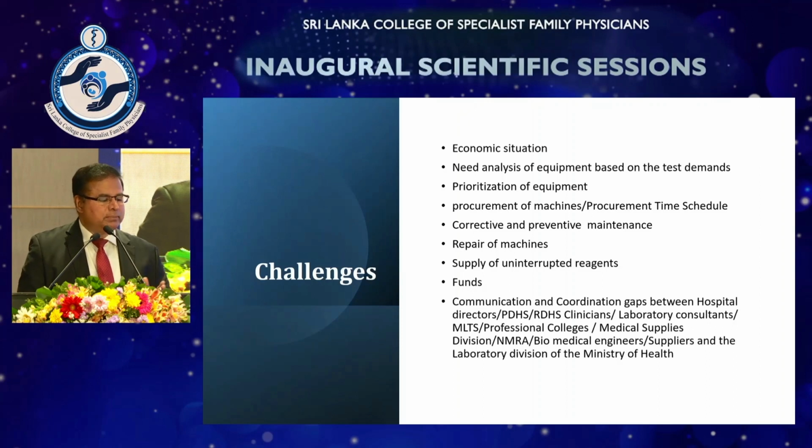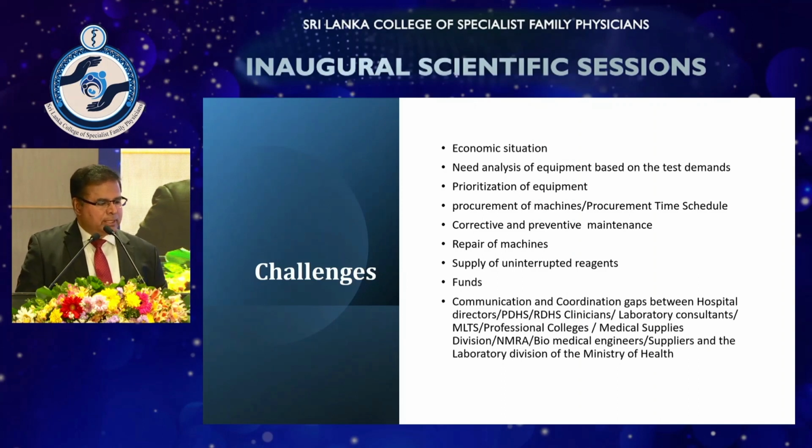And also it should be based on the test demand. For example, each machine has some kind of outputs. For example, if the test demand is low, why would you purchase a high-end analyzer? No need. Right? That is why we always have to prioritize the equipment, whatever we're going to buy. There are so many items on the list of equipment, so we have to prioritize as a team, including administrators, the biomedical engineers, the laboratory consultants, medical laboratory technologists. We as a team, we have to prioritize.